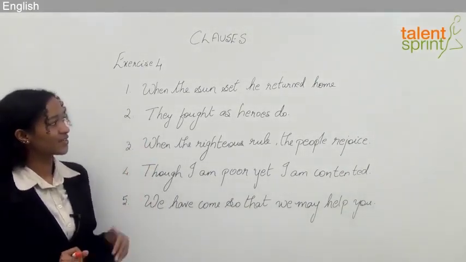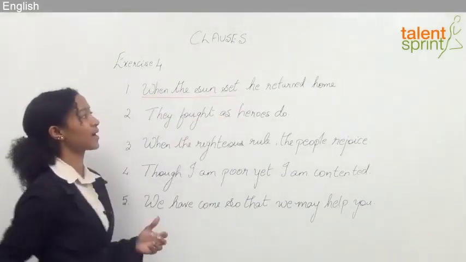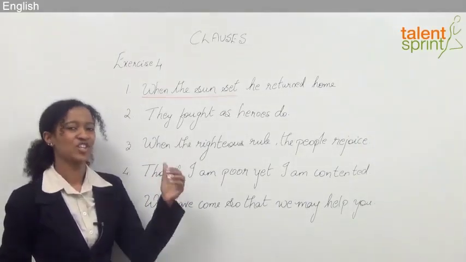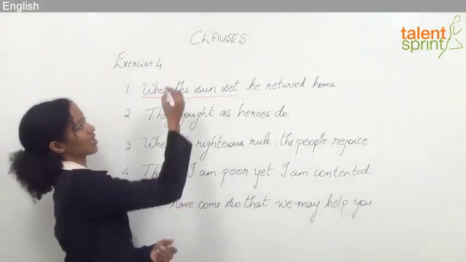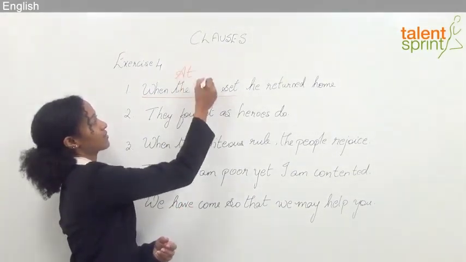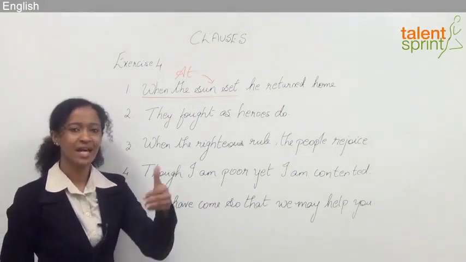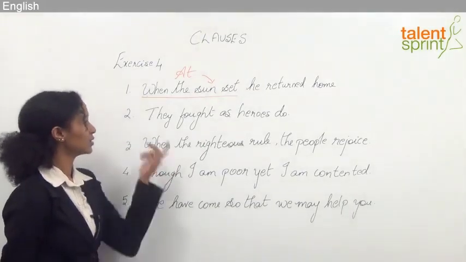When the sun set, he returned home. When the sun set is my adverb clause. And if I have to change this to a phrase, I can just say, at sunset, he returned home. Or the sun having set, he returned home. Both are correct. Let's move to the second one.